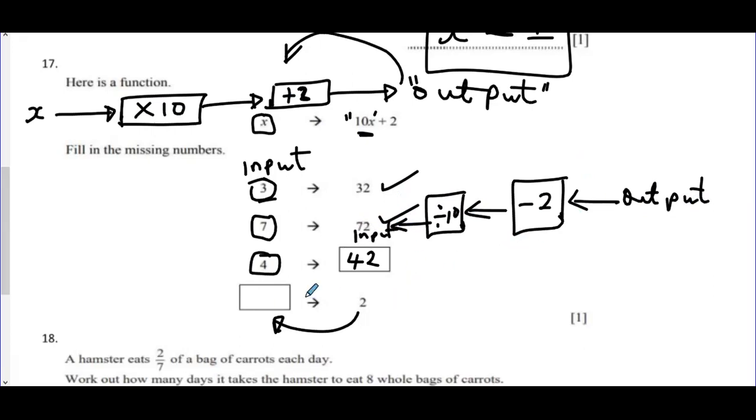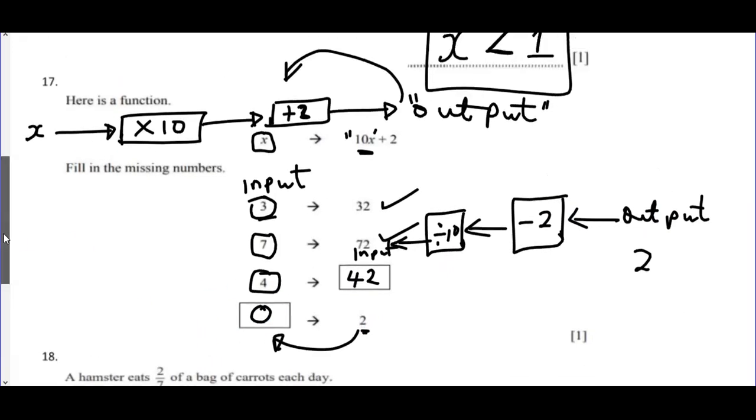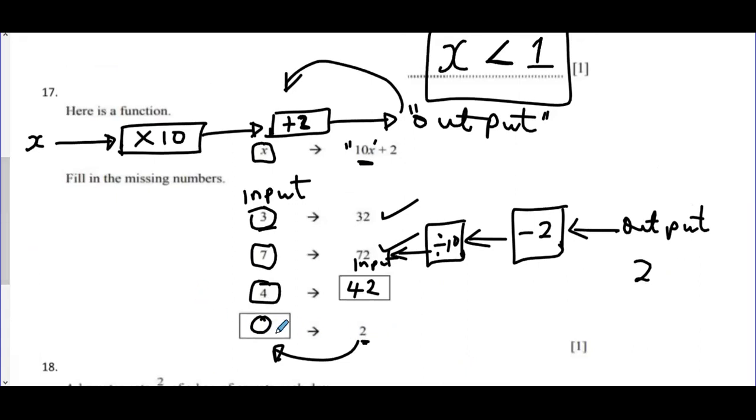So how do we do this? This 2 is your output, so put 2 there. Now what is 2 minus 2? That is 0. And 0 divided by 10 is 0. So the missing number here is 0. Now, what if I want to check if 0 gives me 2? Then you use the forward function machine. 0 will be put here as your input. 0 times 10 is 0. 0 plus 2 is 2. And that is why you can see it there.